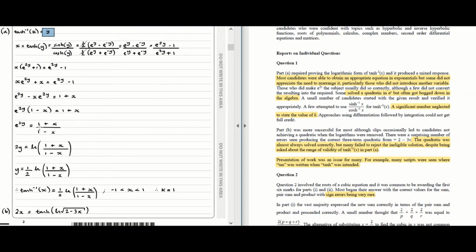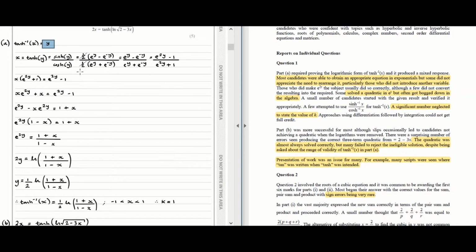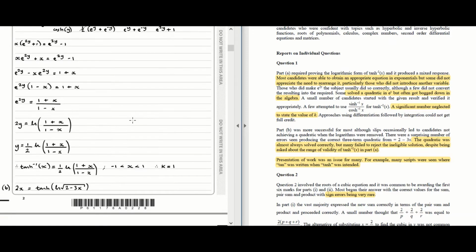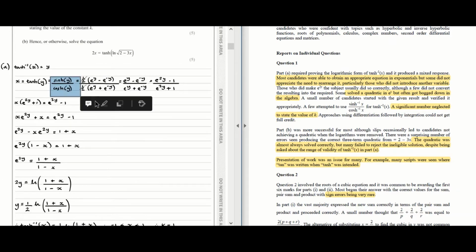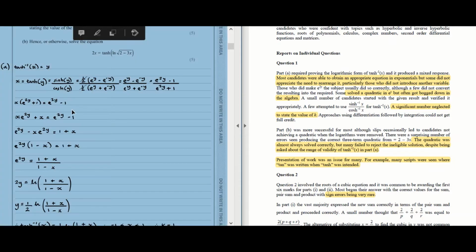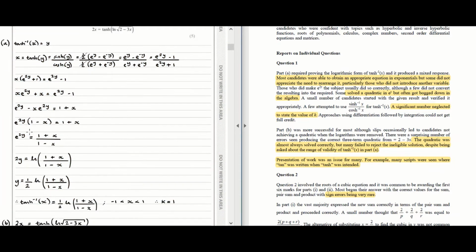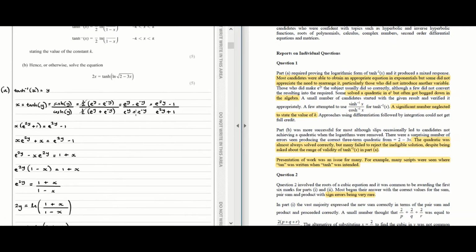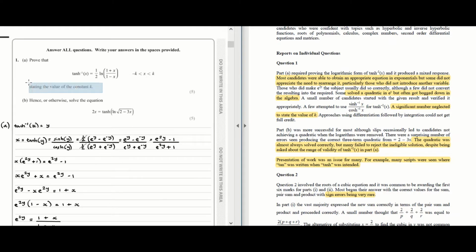I think that's on about this bit over here. But there were a few attempts to use the inverse hyperbolic sine over the inverse hyperbolic cosine for the inverse hyperbolic tangent, and I thought that was quite an obvious result to use because everything drops out nicely otherwise, and then you can rearrange easily. And there were a couple of people who forgot to state the value of k. It says in the question, state the value of k.